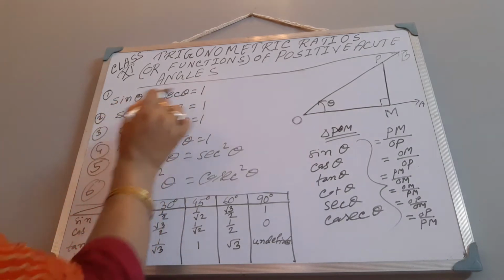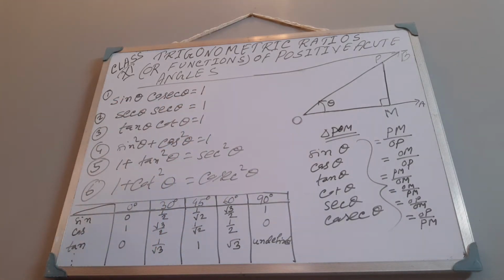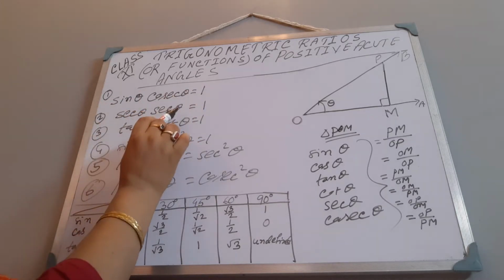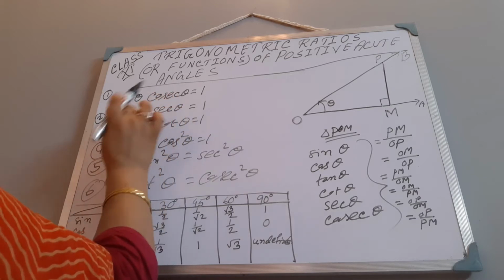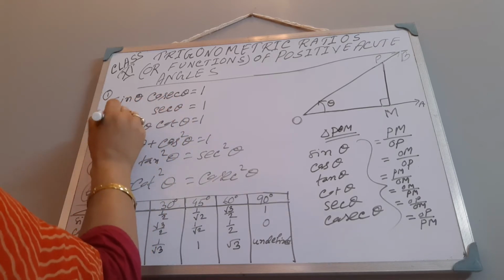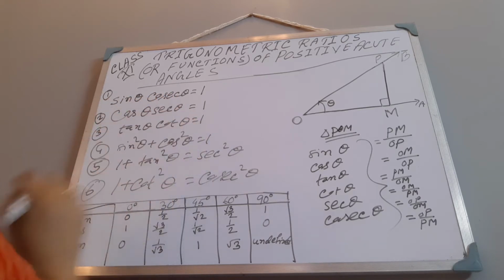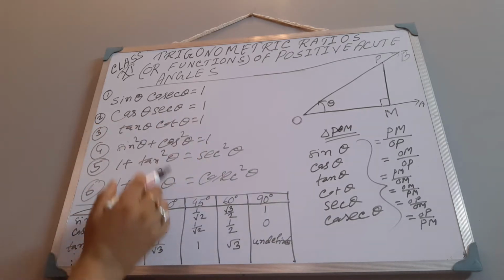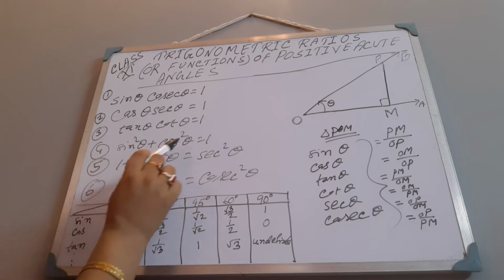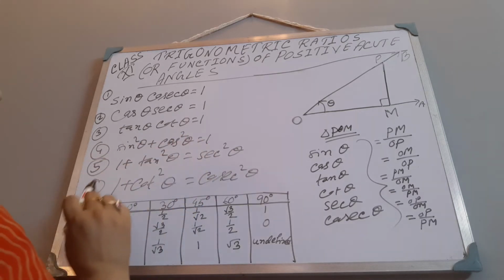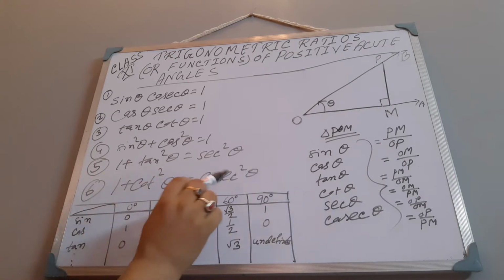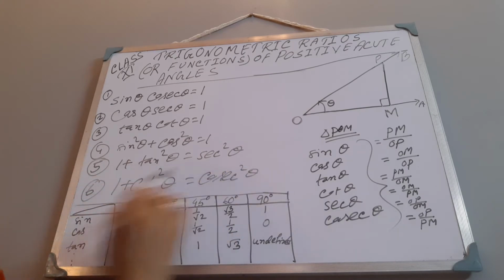Now we know this also: sin theta and cosec theta are reciprocal, so sin theta into cosec theta is equal to 1. Cos theta into sec theta is equal to 1. Tan theta into cot theta equals 1. And we also know sin square theta plus cos square theta is equal to 1. 1 plus tan square theta is equal to sec square theta. 1 plus cot square theta is equal to cosec square theta.